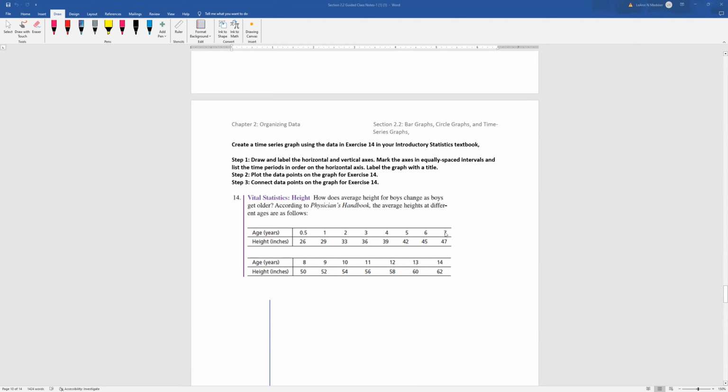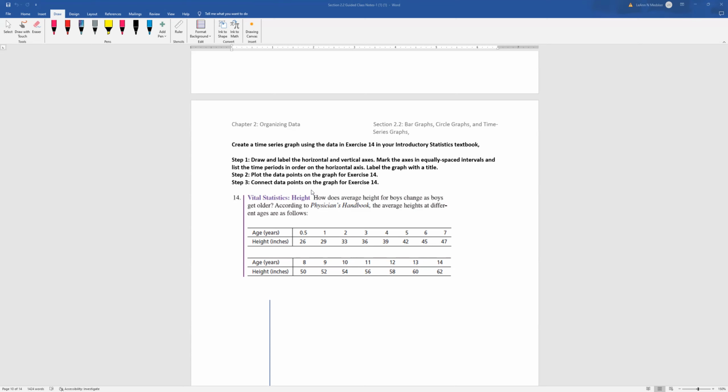It says create a time series graph using the data from exercise 14 in our statistics textbook. I've just copied it here so we didn't have to look that up. We'll draw and label the horizontal and vertical axes, mark the axes in equally spaced intervals, and list the time period in order on the horizontal axis. Label the graph with a title. So all the things we expect that we need to do for a time series graph.